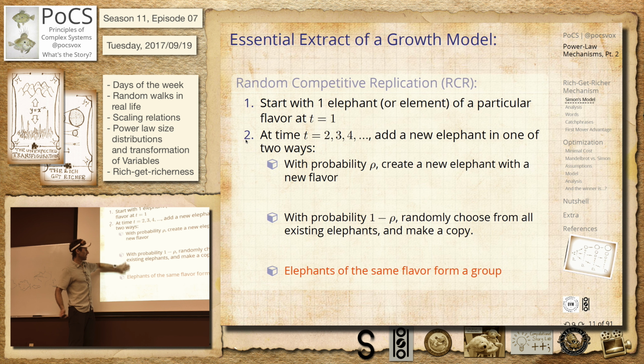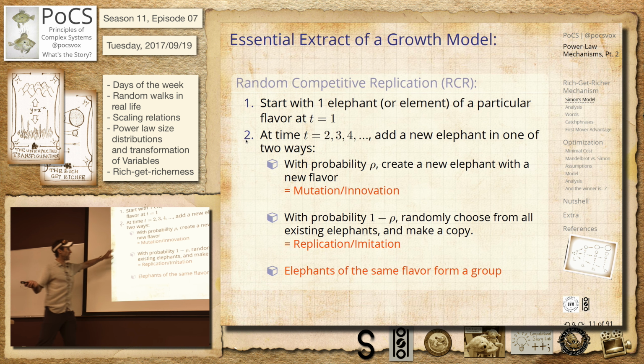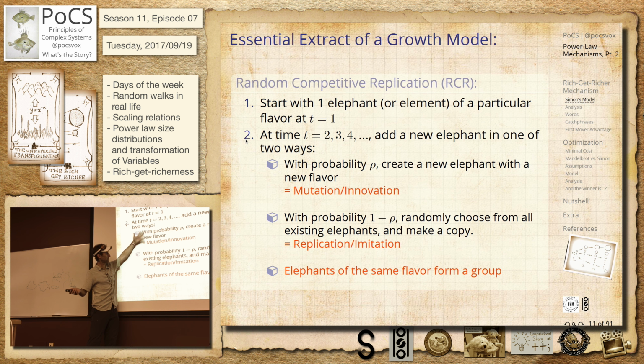Okay, so there's these things. All the ones that have the same flavor form a group. So all the ones that have Boston written on them live in Boston. All the words "the," that's a group. All the words "hamster," there's a hamster here and a hamster here. There are two hamsters, so it's a little group with hamster and hamster in it. So there's mutation and innovation, and replication, imitation. We've got these two very elemental things for systems going on. So this should be something we can analyze, and in fact you can.